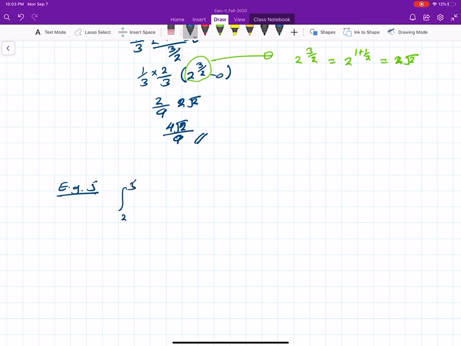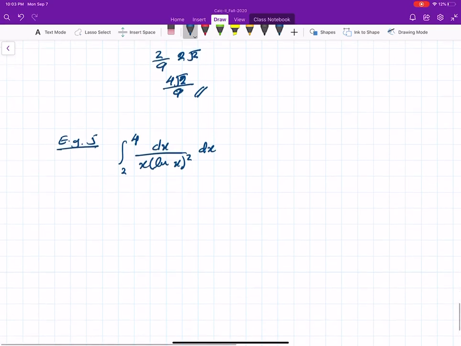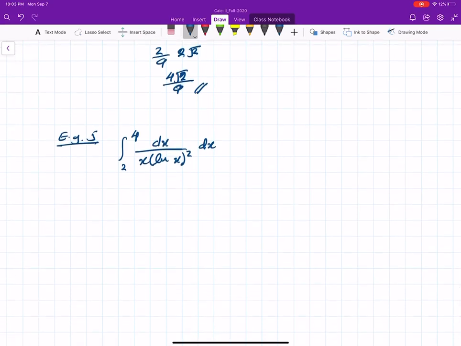Integration from 0 to 4, dx over x times ln x squared, and here put dx. All right.